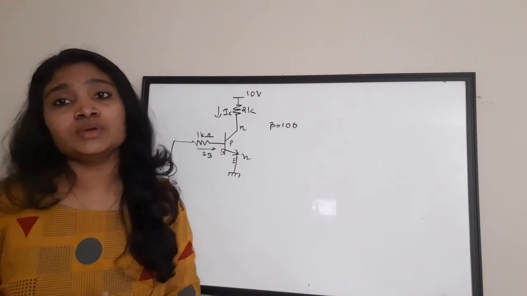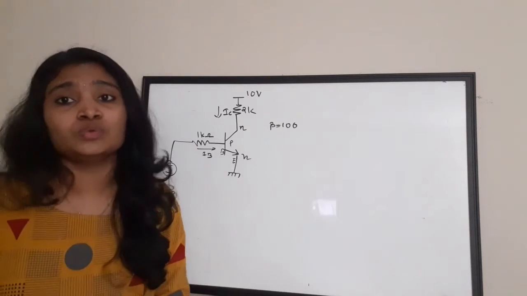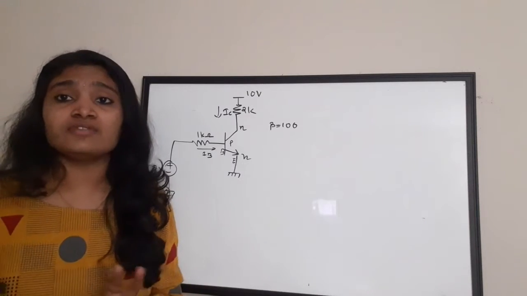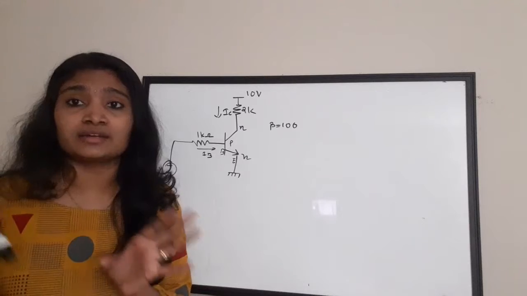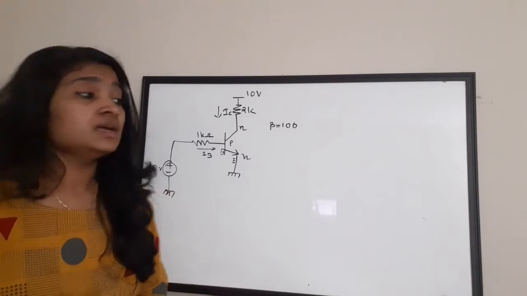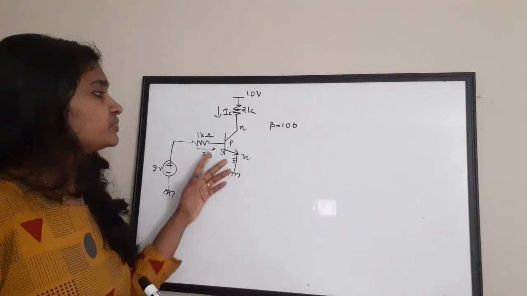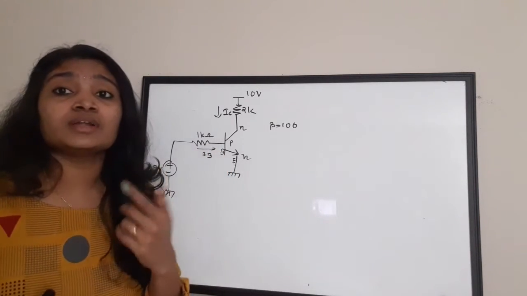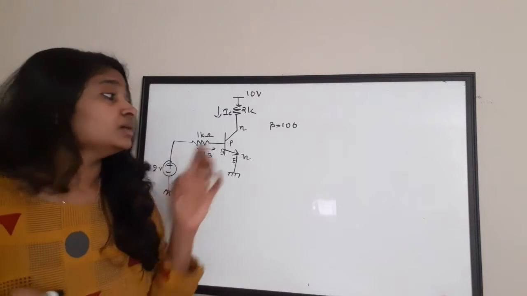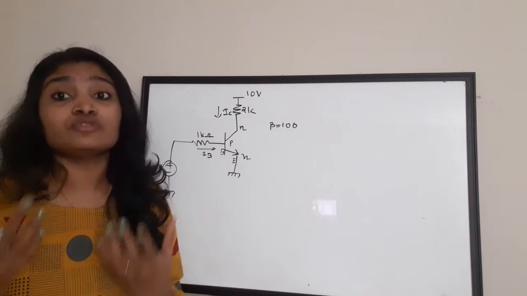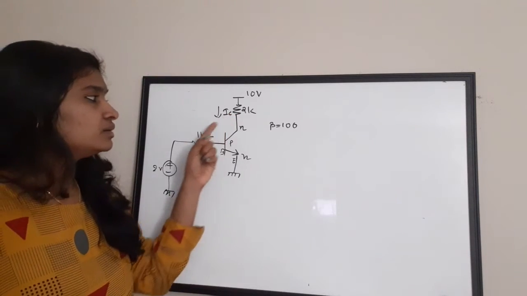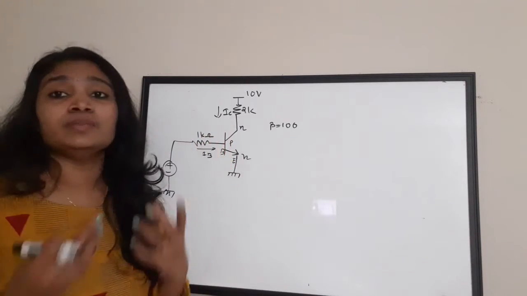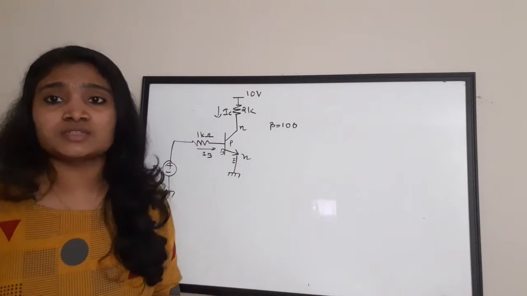What we do here is assume that the transistor is working in the active region. We have set certain conditions for the active region: the transistor has to get a voltage of 0.7 across the base-emitter for active mode, that is, to make the emitter-base junction forward biased. And the condition that Vc should be greater than Vb, so the collector-base junction is reverse biased.